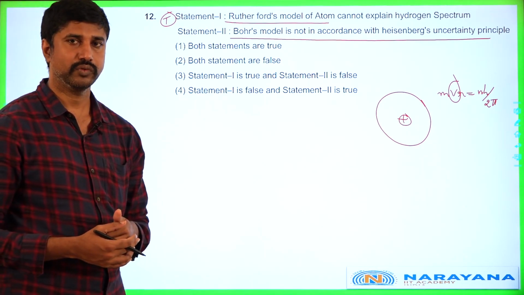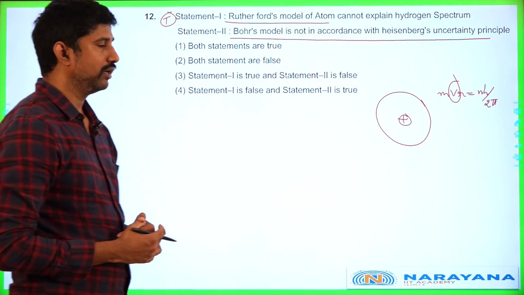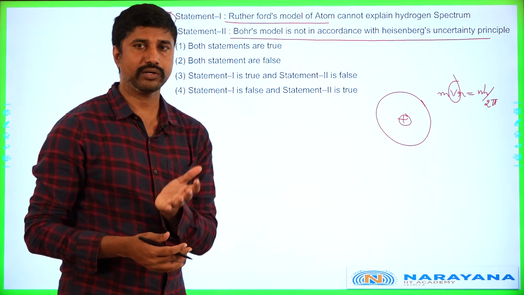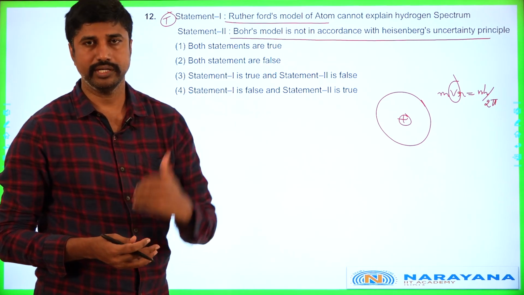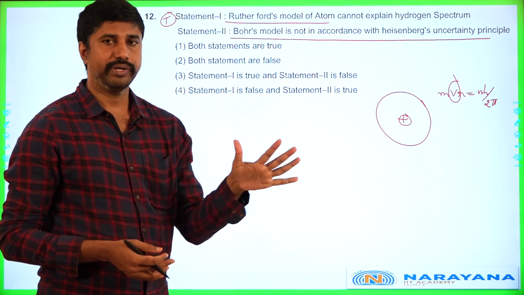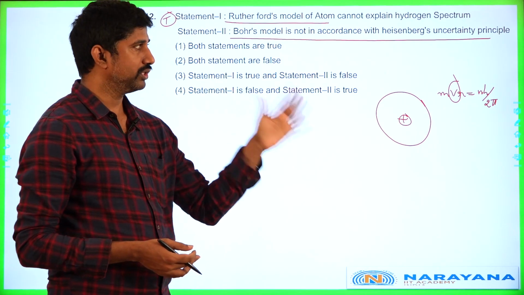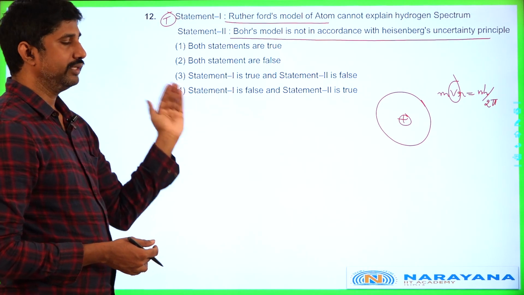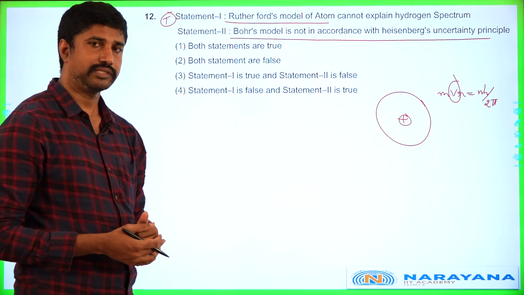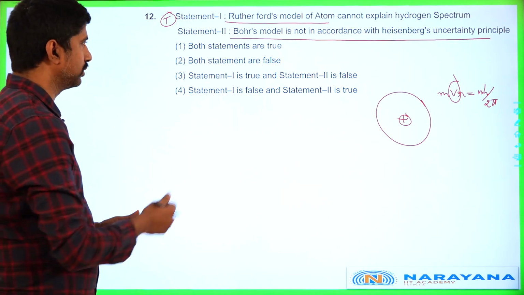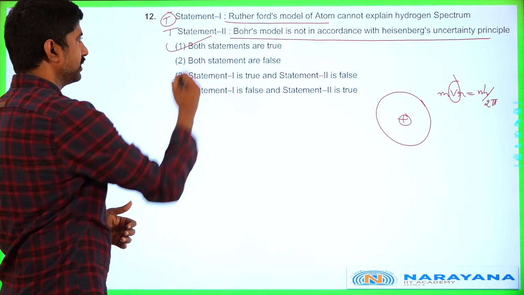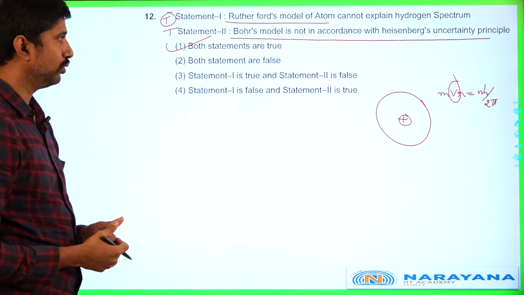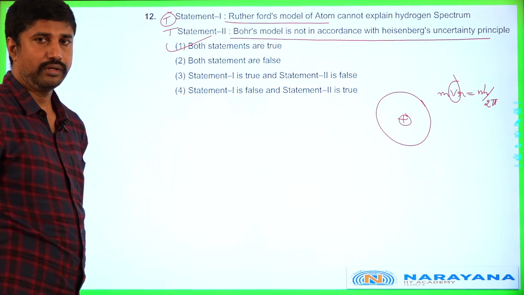valid every time. But Heisenberg principle said that it is impossible to find both position and momentum of an electron simultaneously and accurately. So you cannot measure both position and momentum at a time. So Bohr's atomic model is not in accordance with Heisenberg principle. That statement is also a true statement only. So we can say that both statements are true. Both statements are true. That is question number 12.